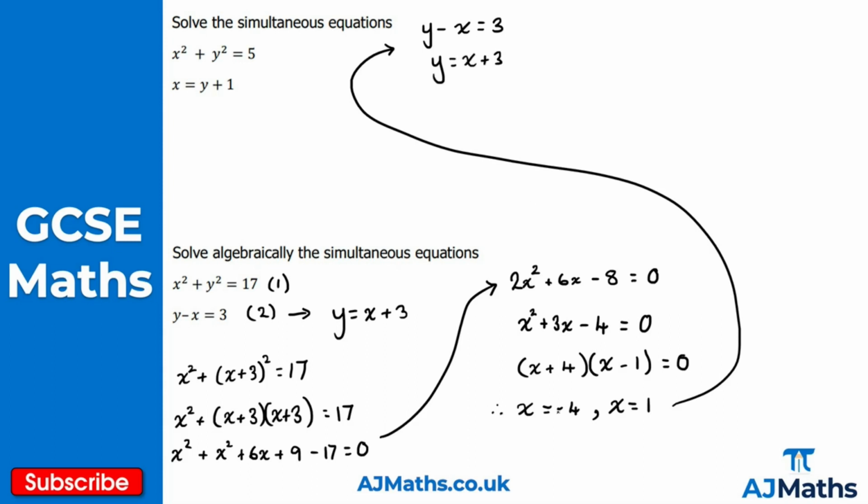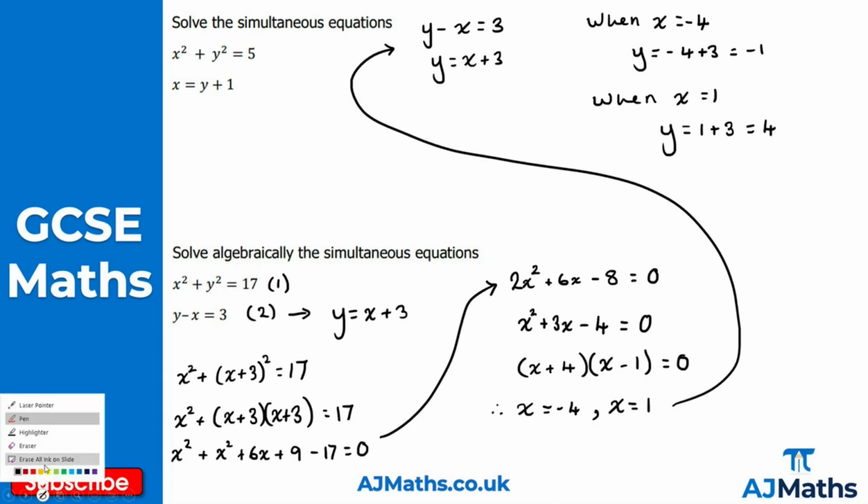So in that case, when x is equal to minus 4, then y is minus 4 plus 3, which gives me minus 1. Okay, that's our y solution there for x equals minus 4. And when x is equal to positive 1, we get y equals 1 plus 3, giving me 4 there. Okay, and there we have it. So those are our solutions there. Let's just highlight that in a different pen color. So I've got my first set of solutions there.